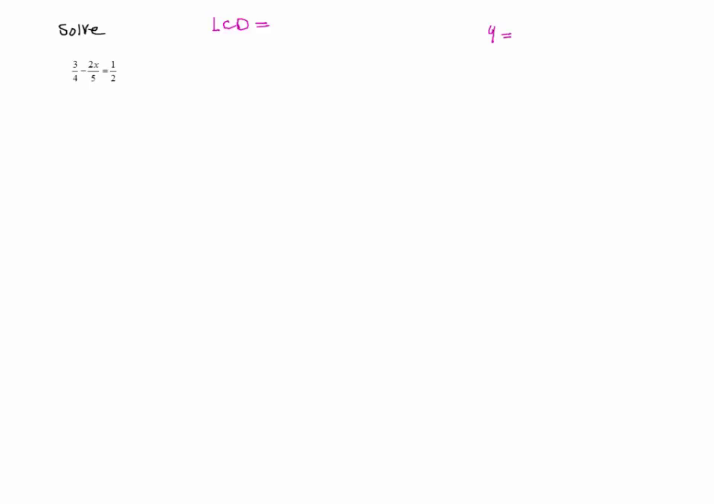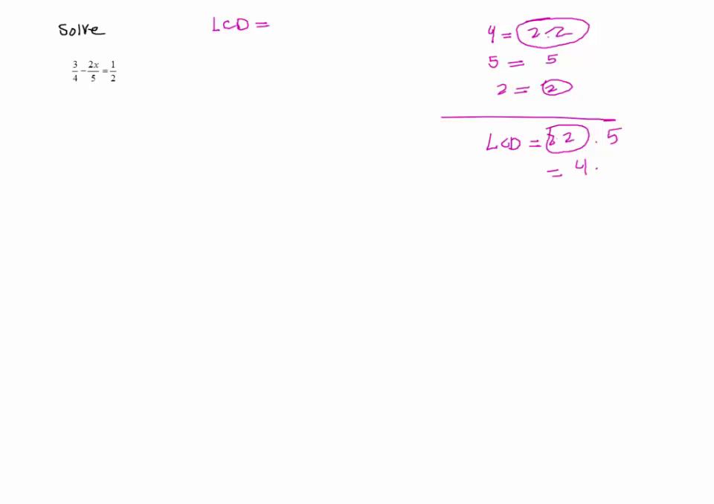Again, 4 would be 2 times 2. 5 is already prime. 2 is already prime. So here we have two 2's and one 2. To find the LCD, when you compare the groups of 2's, you pick two 2's. And then for 5, you pick 5 here. So it would be 4 times 5, which is 20. Everybody see why it's 20 then? How to find the LCD? Okay, good.